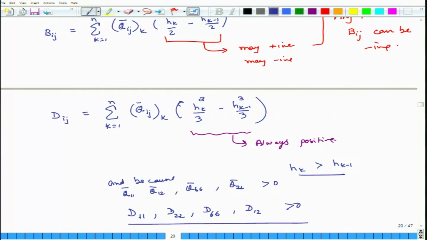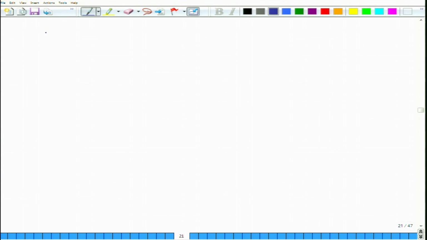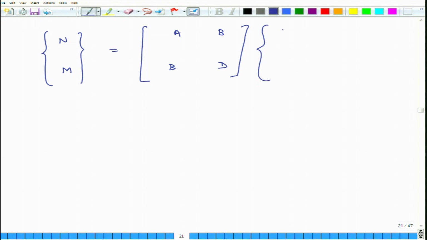Next, look at some more details about these matrices. If we have N and M, these are the vectors, this is equal to A, B, B and D, these are submatrices, times epsilon and kappa. So, these are mid-plane strains and mid-plane curvatures.